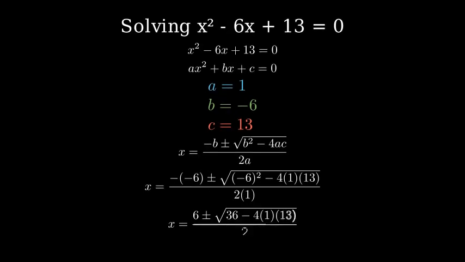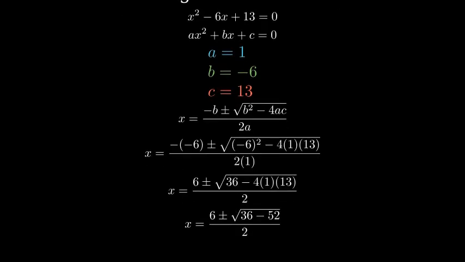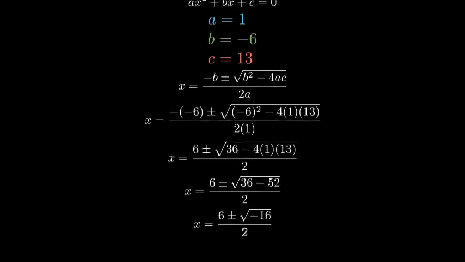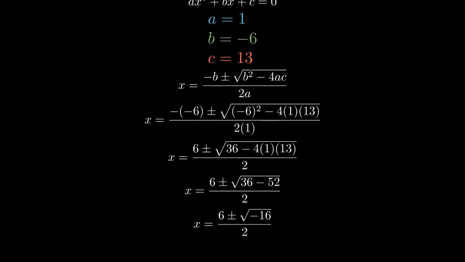First, negative of negative 6 becomes positive 6. Next, negative 6 squared is 36. Four times 1 times 13 is 52. Here's where things get interesting. Notice that we have the square root of negative 16.